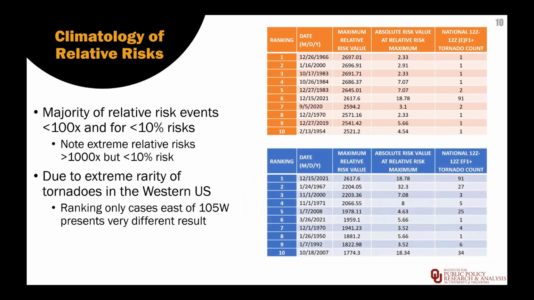So if we cut off the continental divide and we only look at relative risk grid points that are east of 105 west latitude, we get a very different result. We now see that the number one event was December 15th, 2021, which had an absolute risk value of 18.78% at the point where a 2,600 times more likely than normal relative risk occurred. This was an extreme tornado outbreak far north of where tornadoes usually occur, up in Iowa and Minnesota at this time of year. And so it makes more sense that we see this value. But we're still seeing a lot of single values in the tornado count for some of these top 10 events. So a lot of high relative risk events occur when a single tornado occurs in a place and time you don't expect.